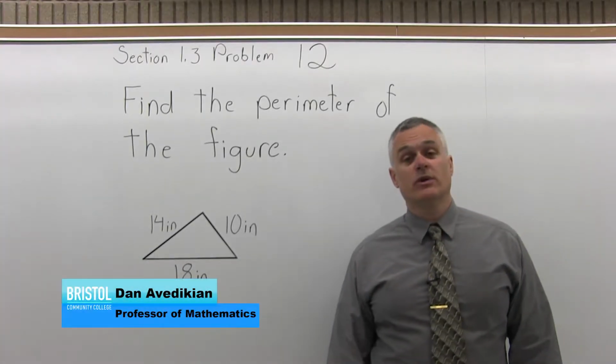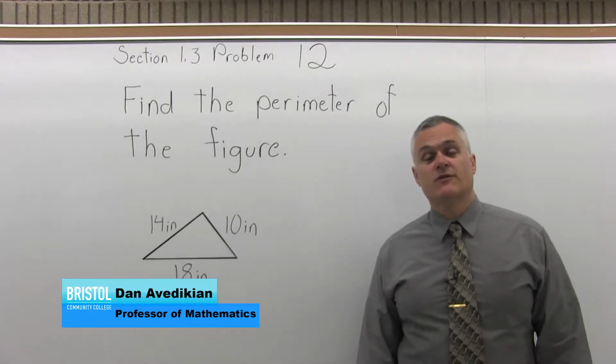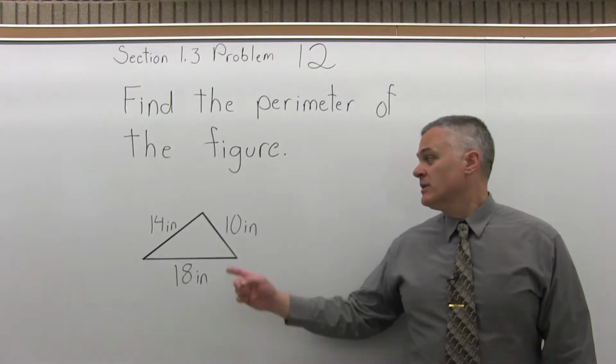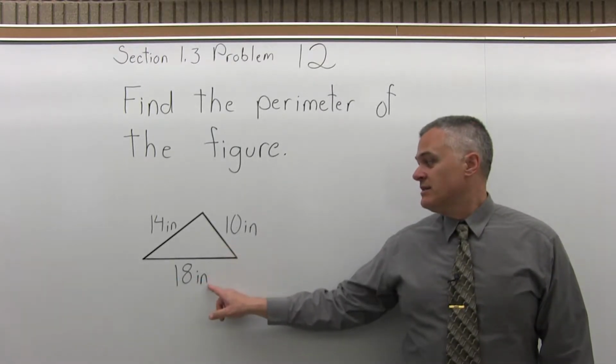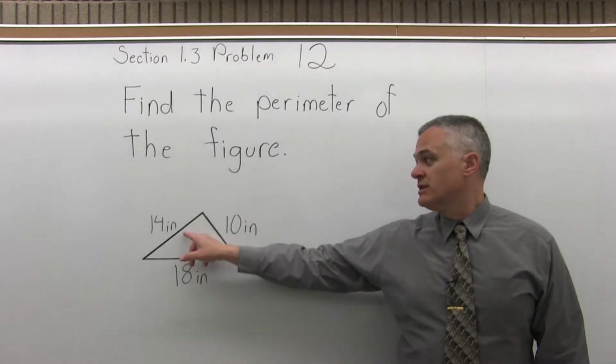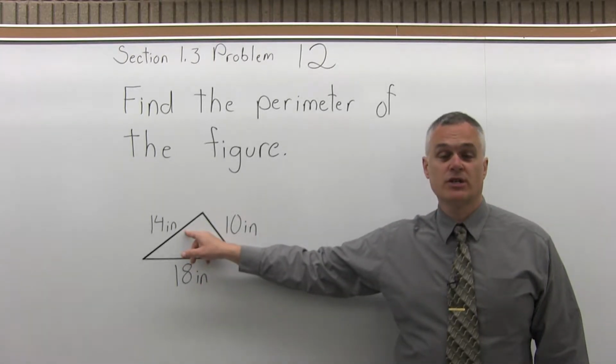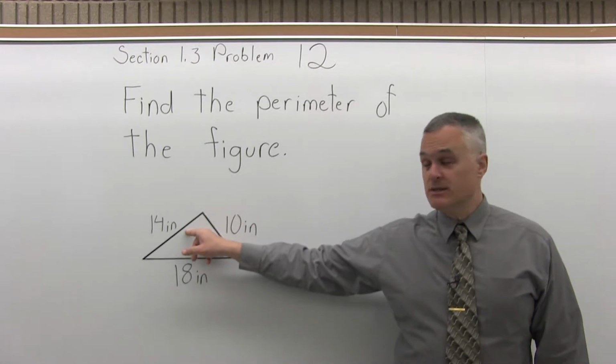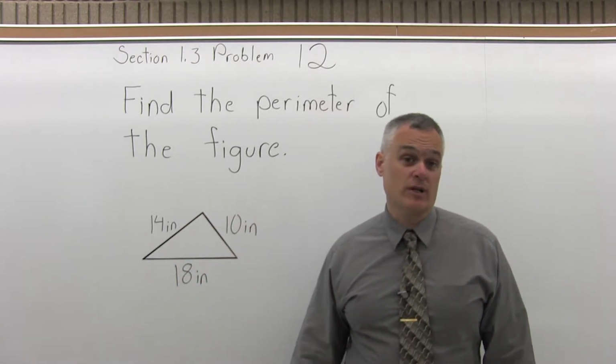This is Section 1.3, Problem 12. It says find the perimeter of the figure, and we have a triangle. It's 18 inches across the bottom, 14 inches on one side, and 10 inches on the other side. So perimeter really means the distance all the way around the figure.